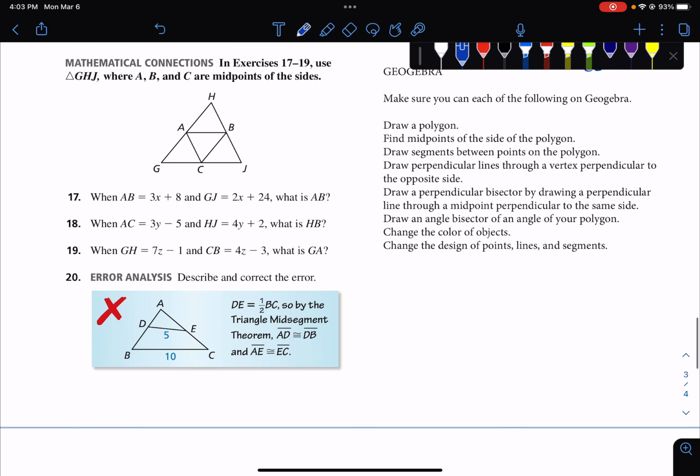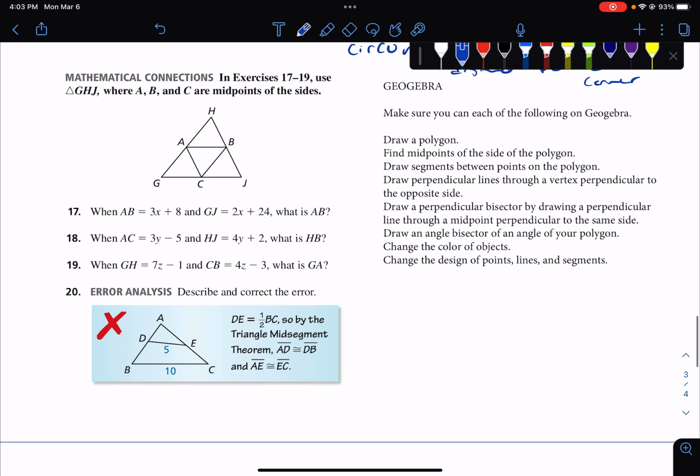Okay, 17, 18, 19, 20. 17 through 19 gives me a triangle, and it says A, B, and C are midpoints. So A's in the middle, B's in the middle, C's in the middle. So these are the same, these are the same, these are the same. And then it connected those midpoints.